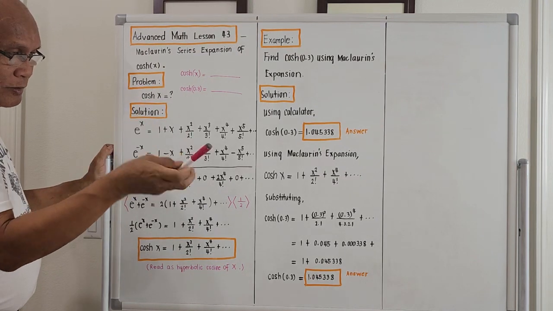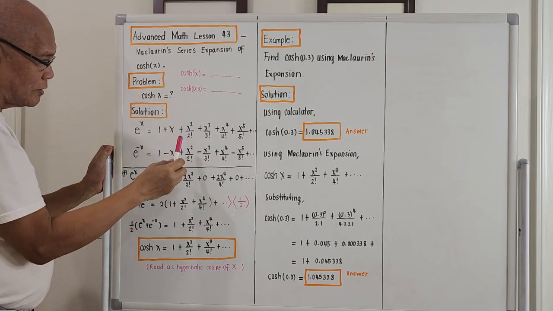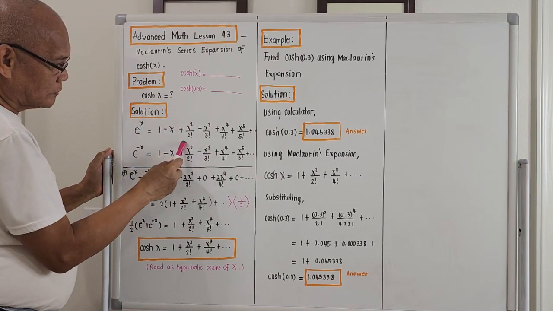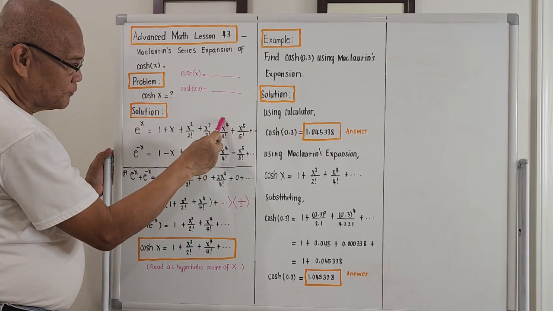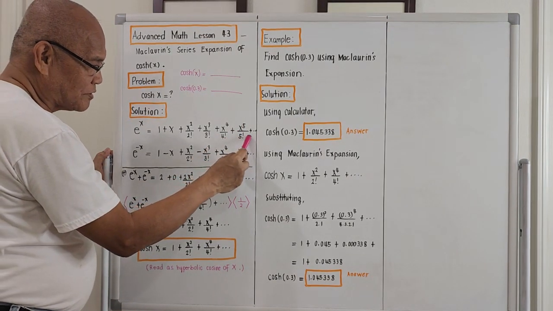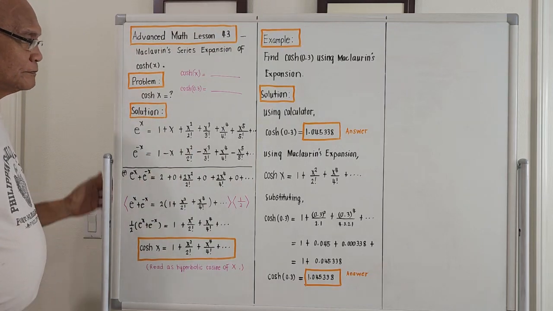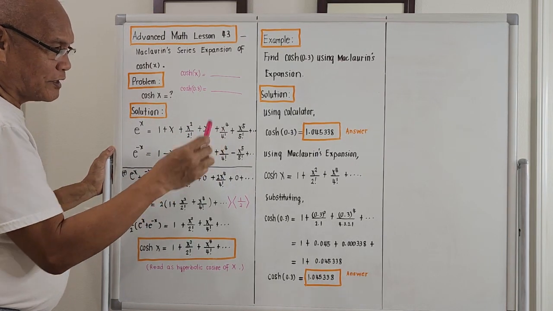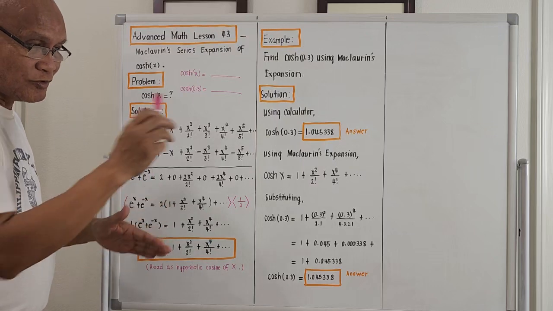We now know from the previous lessons that e to the x by using Maclaurin series of expansion is 1 plus x plus x squared over 2 factorial plus x cubed over 3 factorial plus x to the fourth over 4 factorial plus x to the fifth over 5 factorial plus some other values. We stop at x to the fifth. These are all plus, because if we try to take the derivative of the exponent, it's a plus. So the sign does not alternate from plus to minus, unlike in e to the minus x.